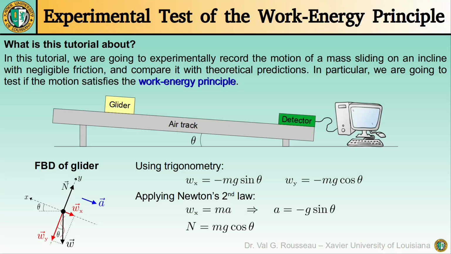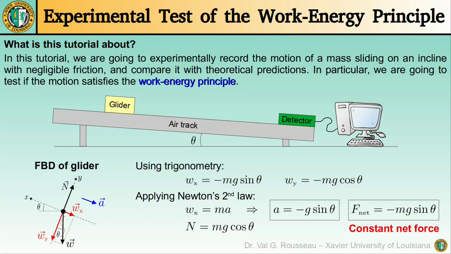Since there is no acceleration along the y direction, the normal force must cancel the y component of the weight, so we find that the normal force is equal to mg cosine theta. The important result here is the acceleration, from which we conclude that the net force is equal to negative mg sine theta. Since the mass m, the acceleration due to gravity g, and the angle theta are constant, we conclude that the net force itself is constant.